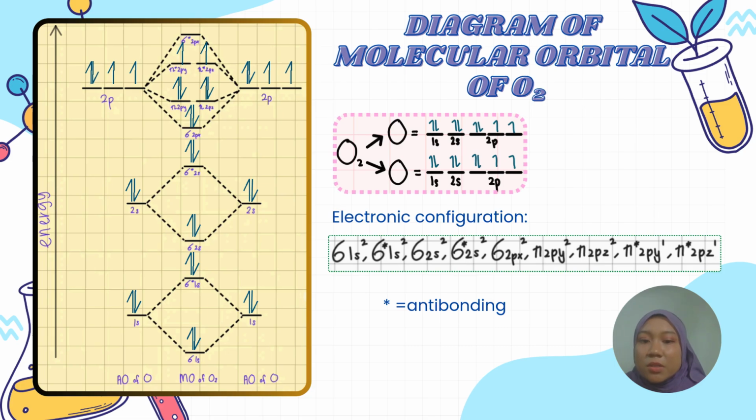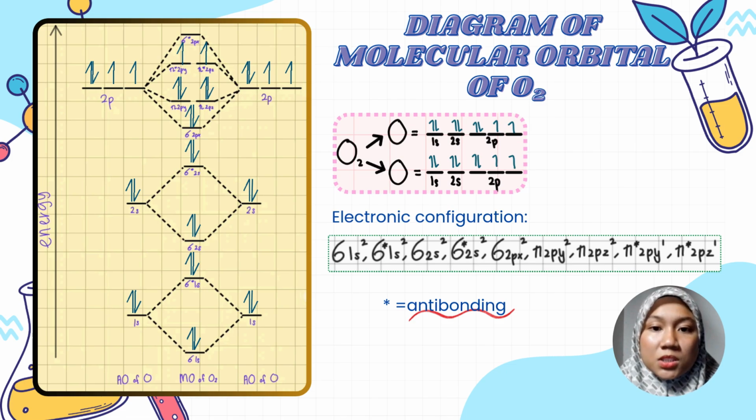So first, sigma 1s2, sigma star 1s2, sigma 2s2, sigma star 2s2, sigma 2p2, pi 2py2, pi 2pz2, pi star 2py1, and lastly pi star 2pz1.